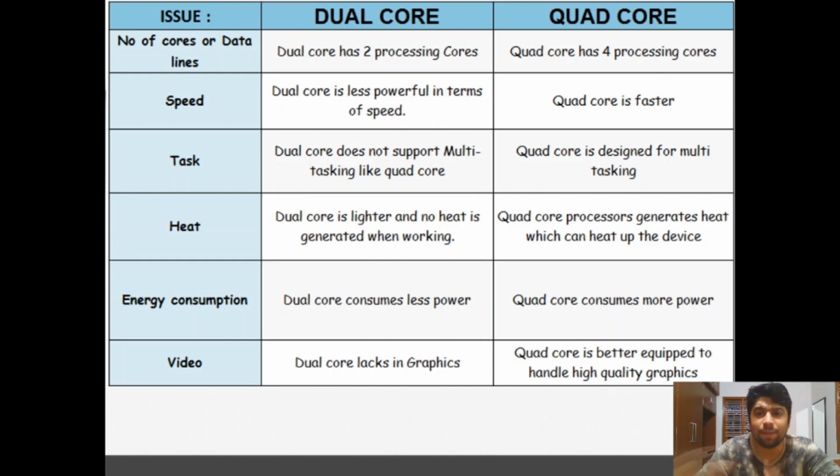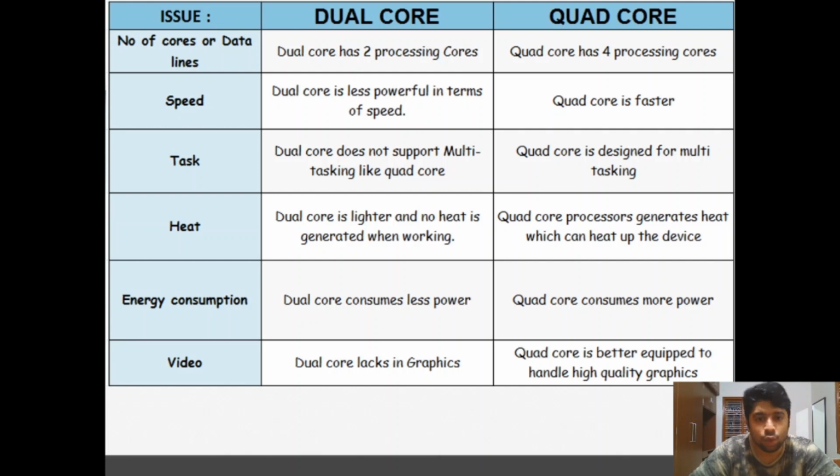Okay, now the comparison of dual core and quad core. You can see here the number of cores: dual core has 2 processing cores, quad core has 4 processing cores. Speed: dual core is less powerful in terms of speed, but quad core is faster. Tasks: dual core does not support multitasking like quad core. Quad core is designed for multitasking.